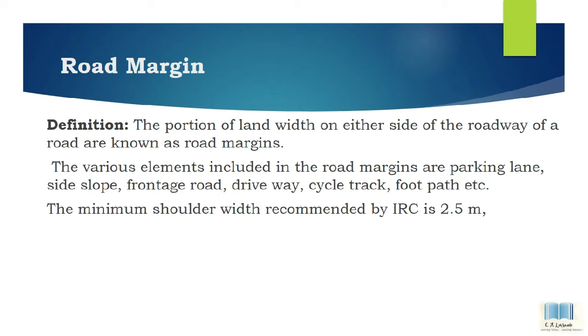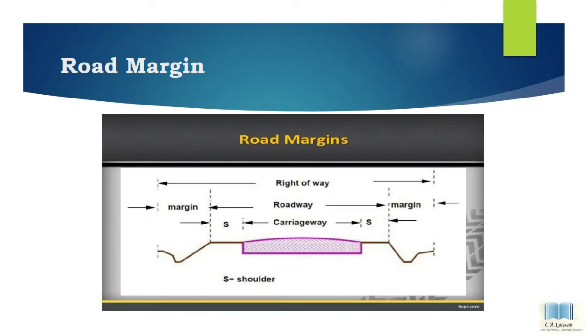The various elements included in the road margins are parking lane, side slope, frontage road, driveway, cycle track, and footpath. The minimum shoulder width recommended by IRC is 2.5 meter. So this picture shows the road margin. This distance is called road margin.